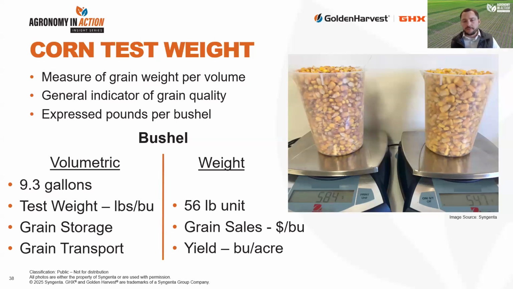Big kernels don't always mean big yields, and vice versa. Small kernels don't always mean low yields. But I think the take-home message here is, in general, the larger the kernels, typically the lower the test weight we'll have, because there's less that can fit into a volumetric area. On the flip side, the smaller the kernels tend to be, the heavier the test weight product that we can have.